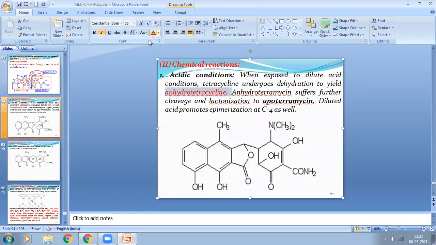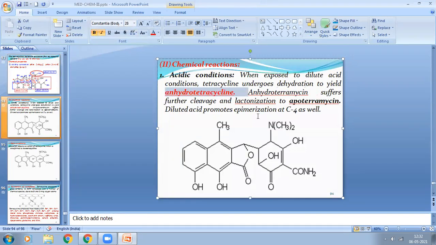If you expose the tetracycline to a dilute acid solution, then it undergoes dehydration to give the anhydrotetracycline. That anhydrotetracycline or anhydroterramycin suffers further cleavage and lactonization to give the apoterramycin. This is the structure of apoterramycin. Here I am not showing the intermediate anhydrotetracycline; I am directly showing the apoterramycin or apotetracycline.